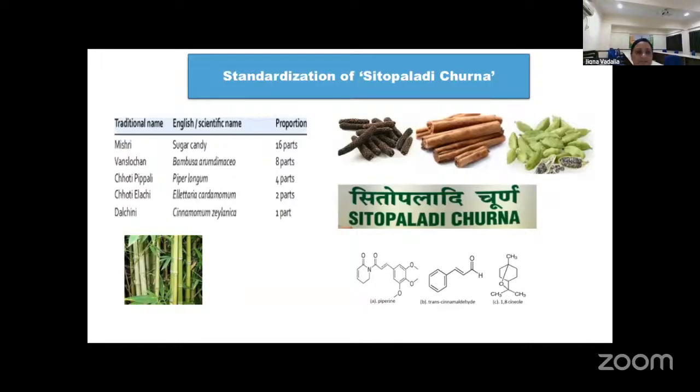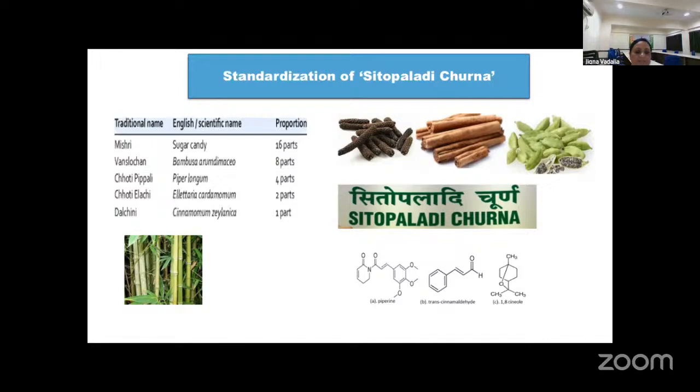So Vanslochan is a bamboo extract, but it contains some inorganic matter. So HPTLC is not suitable for the Vanslochan. So for the Vanslochan, we had done the ICP-MS analysis because it contained 80 to 90% silica and trace amounts of other metals. So we have detected those metals with the ICP-MS, and for the other 3 ingredients' standardization, we have developed one method.